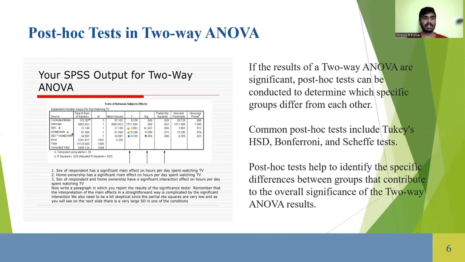Here is the SPSS output for two-way ANOVA. Sex of respondent has a significant main effect on hours per day spent watching TV. Home ownership has a significant main effect on hours per day spent watching TV. Gender of respondent and home ownership have a significant interaction effect on hours per day spent watching TV.